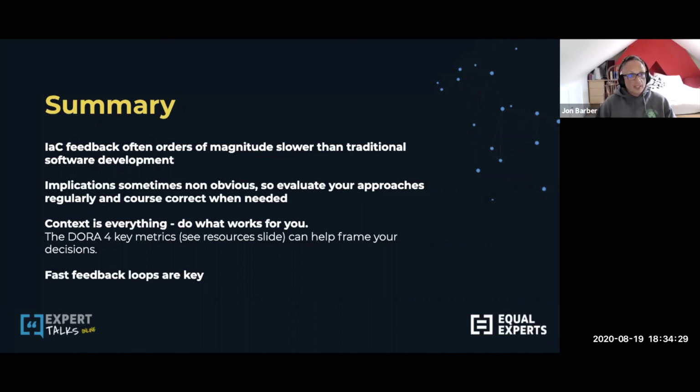On quite a few of the projects I've worked on, the DORA 4 key metrics, we've got links in the resource slide, can help frame decisions for that, for example. But find some way that you can evaluate what's working for you and whether you need to reconsider what you're doing. And finally, as ever, fast feedback loops are key. They're the number one way of trying to address all these problems.